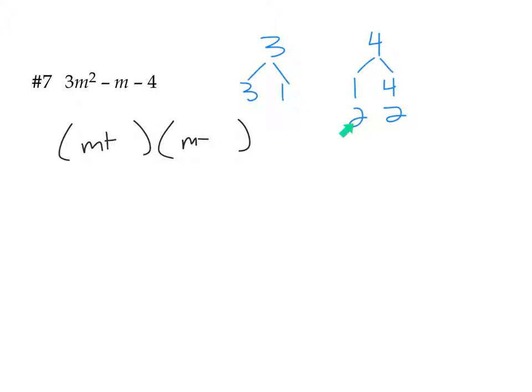Well, if I do 3 times 2 is 6, 1 times 2 is 2. When I subtract those, I'm not going to get -1. The sets that will work are if I multiply 3 times 1, that's 3, and then I multiply 1 times 4, that's 4. When I subtract 3 minus 4, I'm going to get -1. So that means when I set these up, I'm going to have 3m and 1m, and then I'm going to have 1 and 4.